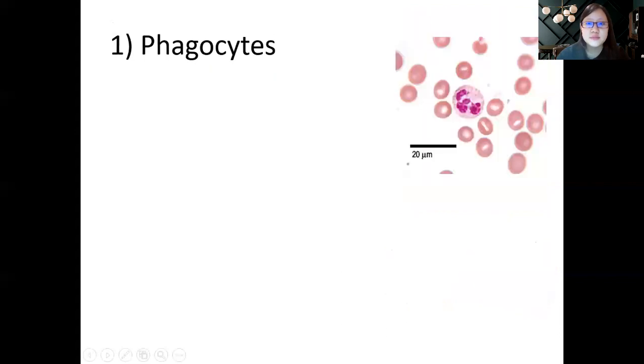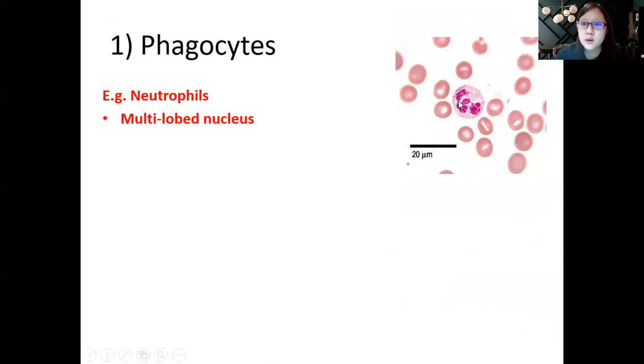So this is one type of phagocyte. As I said, phagocytes is a big group of cells which undergo phagocytosis. Now, let's talk about neutrophils, which is one of those many phagocytes.